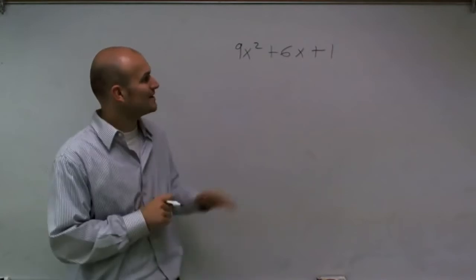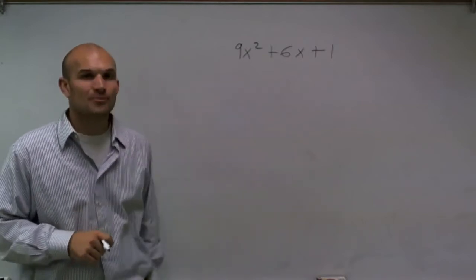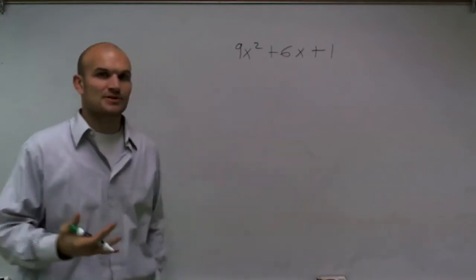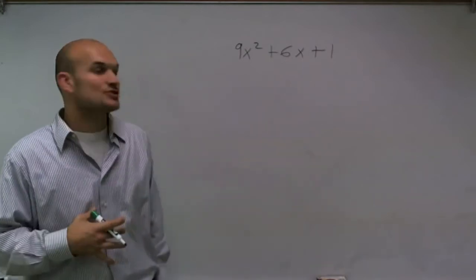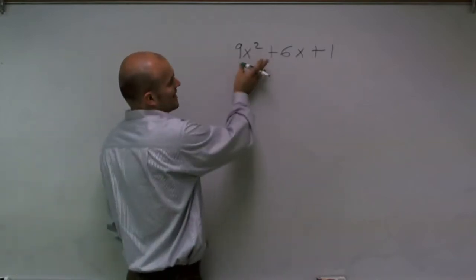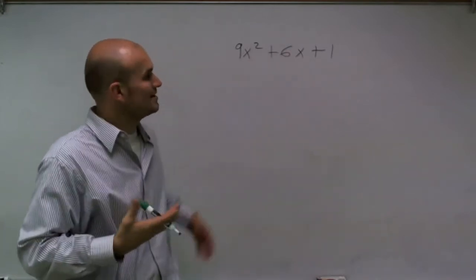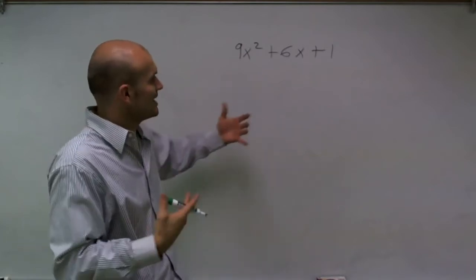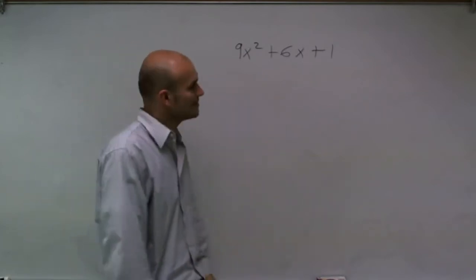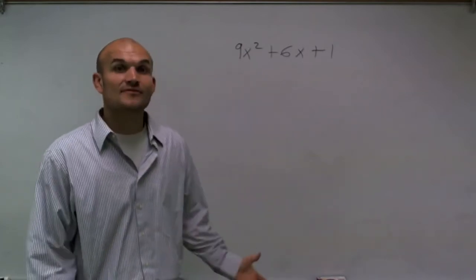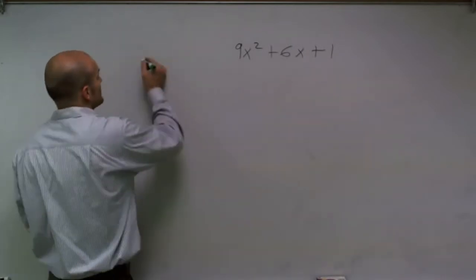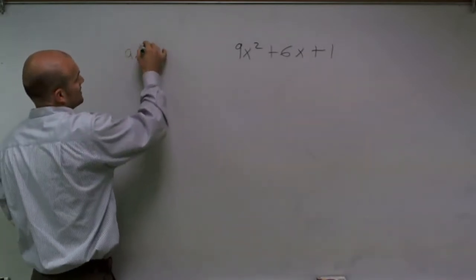Welcome. What I want to do is show you how to factor this trinomial. Now, when we're factoring trinomials, one thing we always want to do is see if we can factor out a GCF. But I noticed there's not a factor I can factor out of each one of those three monomial terms. So what I'm going to do now is use some factoring techniques. And the factoring technique I'd like to share with you today is called our diamond technique.